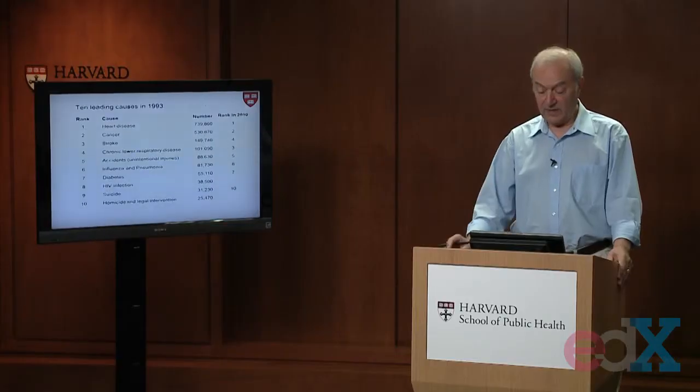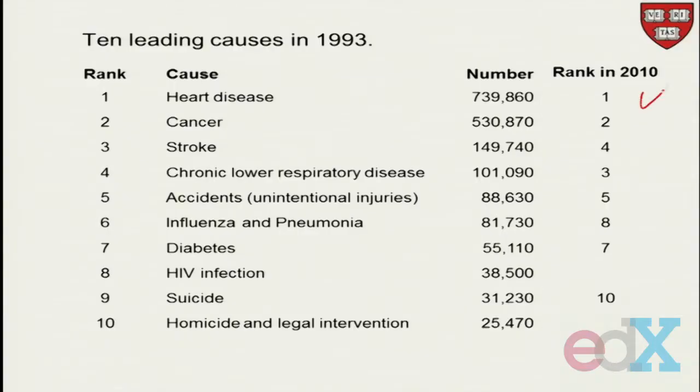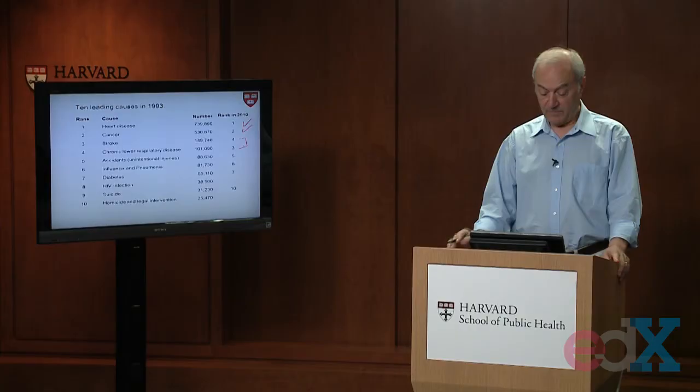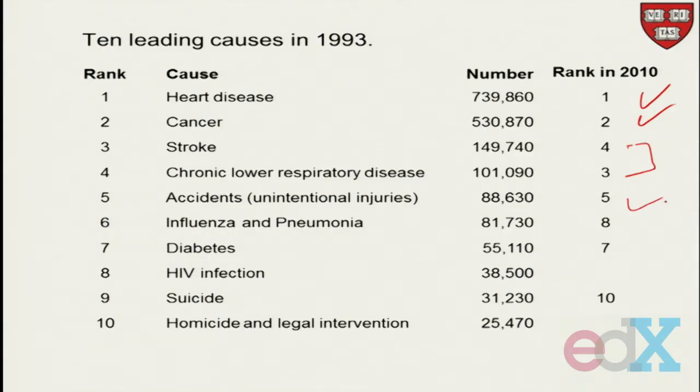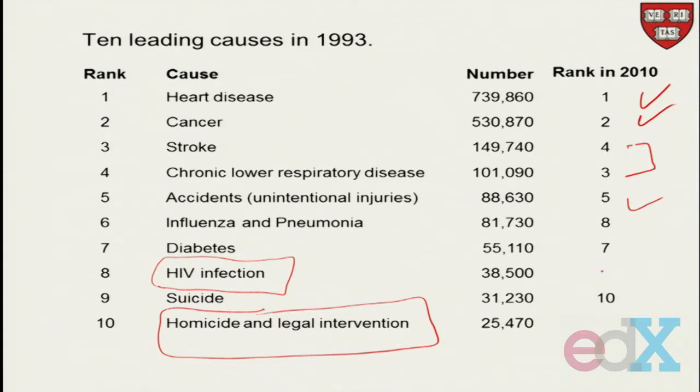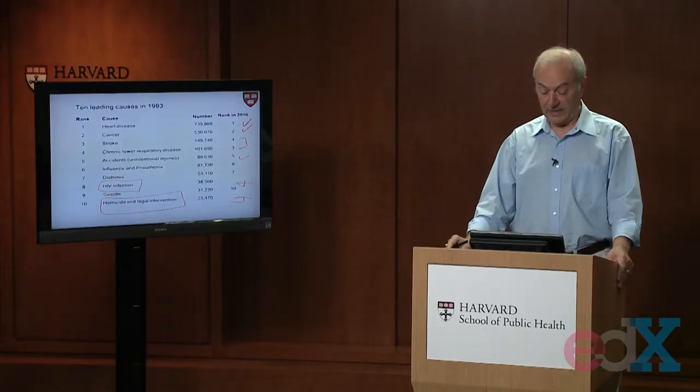And when we compare 1993 and 2010, we see that the first two have remained the same. Stroke and chronic lower respiratory diseases have switched place. This one has remained the same, the unintentional injuries. And now, all of a sudden, in 1993, we had HIV infection in the top 10, and we had homicide and legal intervention in the top 10, and neither of them have made the top 10 in 2010. So presumably, there's been some improvement in those two causes of death.